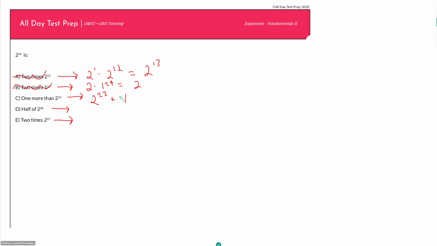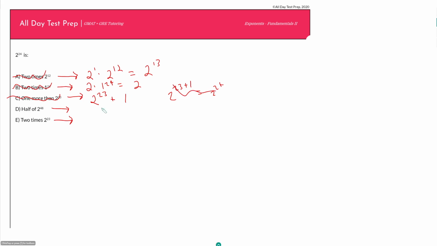This is not equal. There's nothing really we can do with this. But whatever this is, it's going to be very, very close to 2 to the 23rd, not 2 to the 24th. So this is out. Now, if you wrote it like this, so this is 2 raised to the 23rd, then that plus 1. If you were to say 2 to the 23rd plus 1, so 23 plus 1 in the power, that would be 2 to the 24th, but that is not what this is saying.